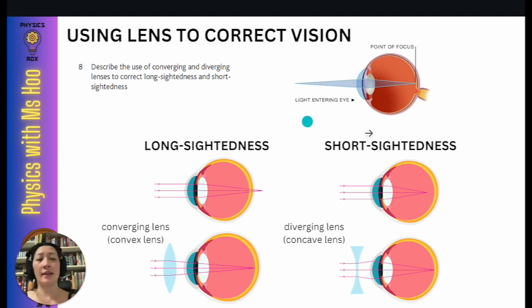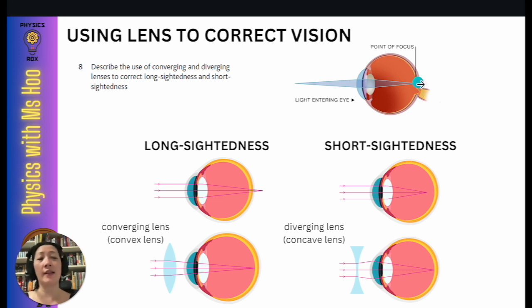Now, if we take a look at this diagram, this shows us the correct focus of the light rays entering the eye. So here, this is a cross-section of the eye. This is the lens of the eye, and at the back here is the retina. So how we're able to see clearly is the light rays that enter our eyes will refract through the lens of our eye and focus at the retina, which is at the back of the eyeball. So the retina is where all the optic nerves are, which are able to pick up the light rays and then inform the brain on what we're seeing.